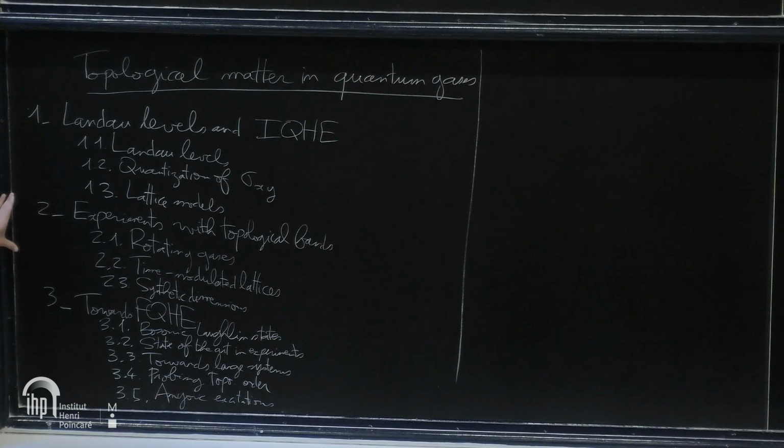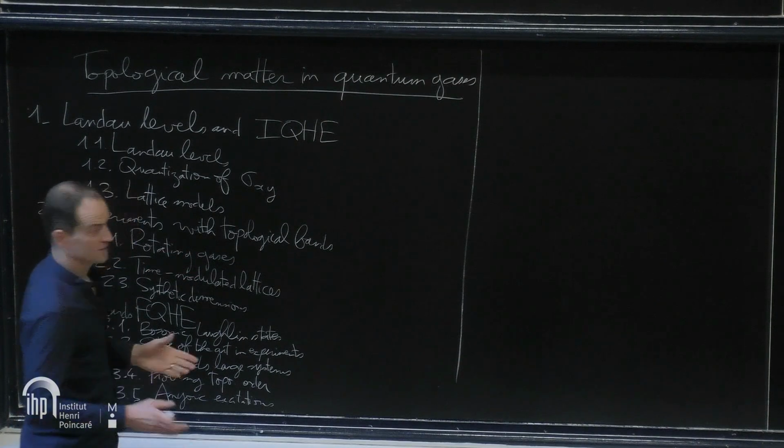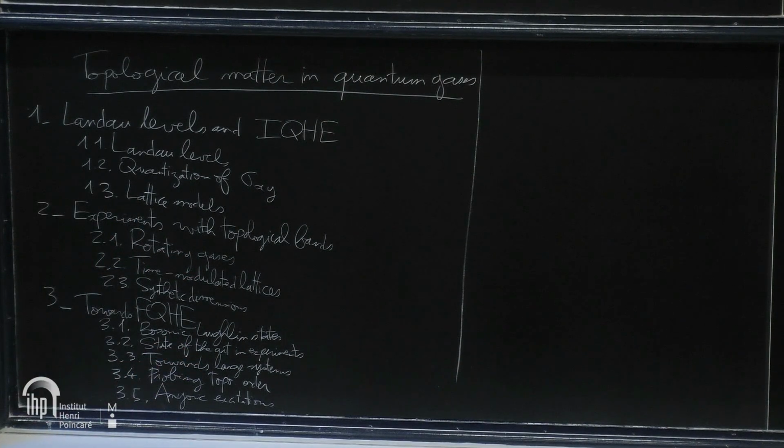Then I will discuss the status of experiments on the realization of topological bands. Of course, the atoms are neutral, so we cannot have a Lorentz force by applying a magnetic field. So we need to use analogies. And there have been different techniques that have been developed, rotating gases, time-modulated lattices, and I will finish briefly with the concept of synthetic dimensions.